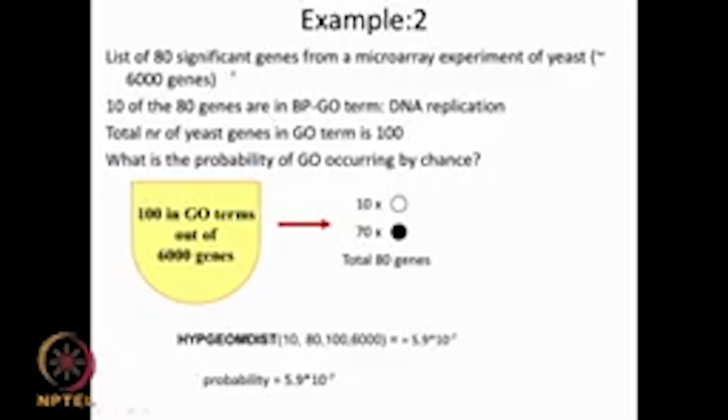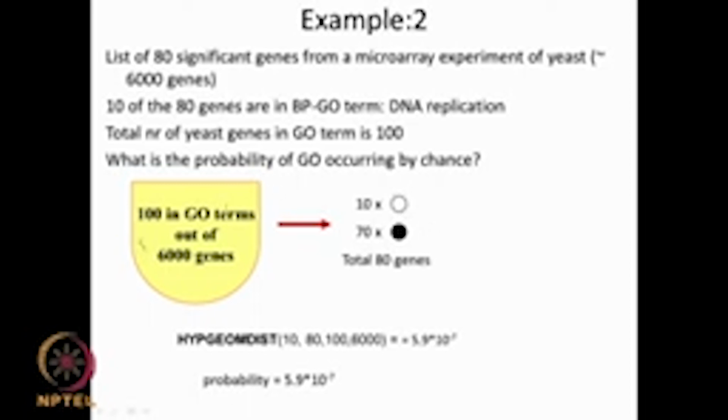There are 80 significant genes from a microarray experiment of yeast, which has 6000 genes. We have taken 80 significant genes. Now, 10 of these 80 are in the BP GO term, that is DNA replication. But the total number of genes in this GO term is 100. So, what is the probability of this GO occurrence by chance?